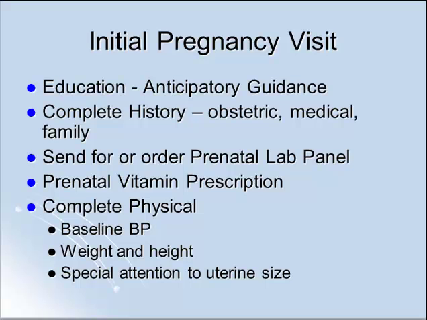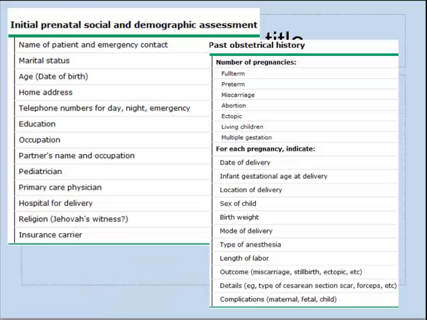And then a complete physical. And during this complete physical, as well as everything else that you're going to be looking at, you want to establish a baseline blood pressure, look at height and weight, and then pay special attention to the uterine size during your examination. A couple of things that I've cut and pasted from UpToDate for you.